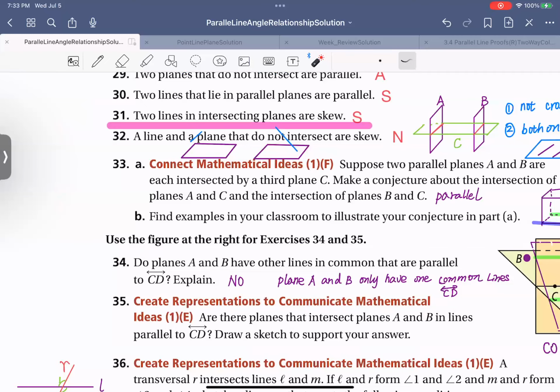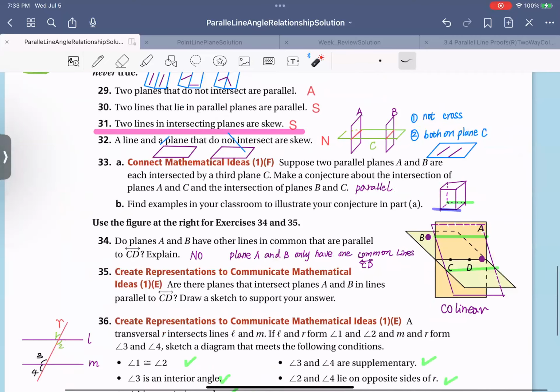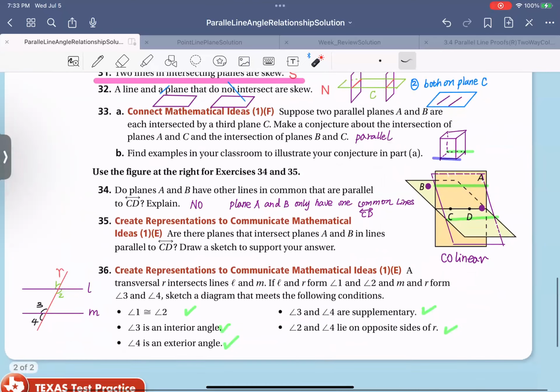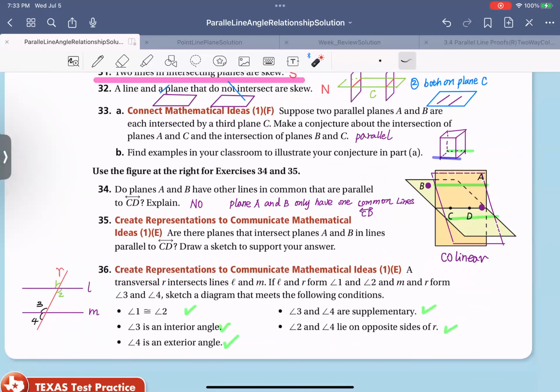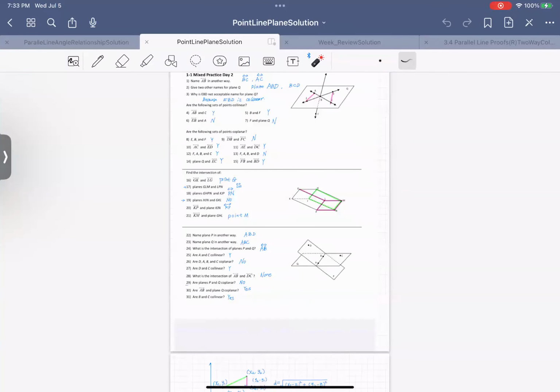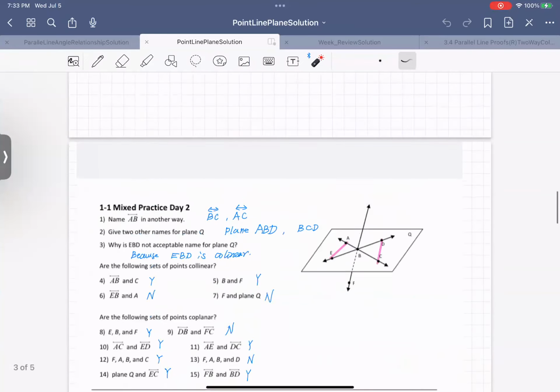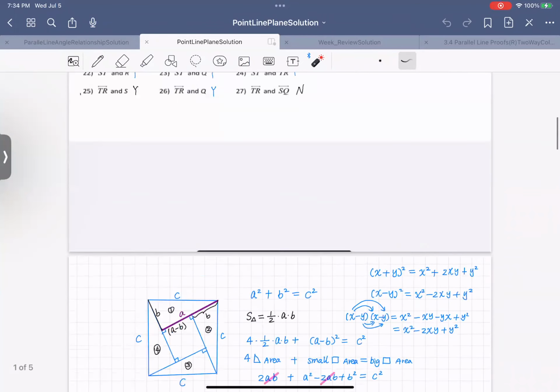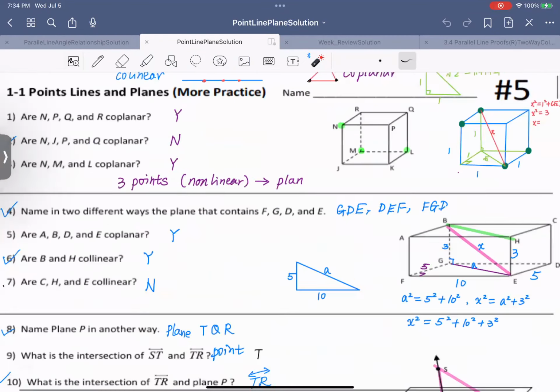Okay, so far any question? Okay, so next, let's talk about those collinear and the coplanars. Yeah, look up.